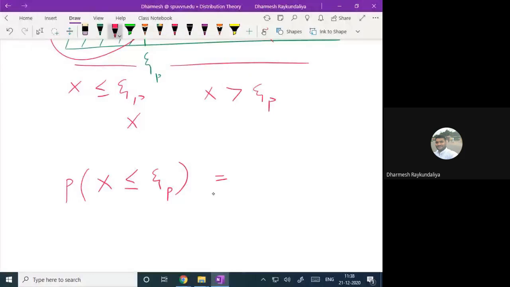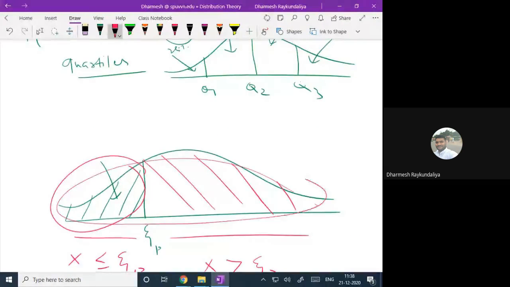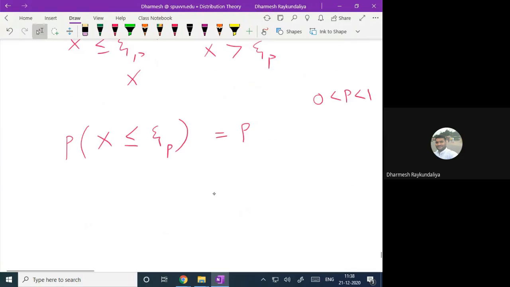We call them xi_p, that means we are talking about the pth quantile. And what is the range of p? p lies between 0 and 1, because this is the total area under the curve, and this probability is nothing but 0 to 1. So xi_p is the cutoff point. This area is said to be p, and this area is said to be 1 minus p.